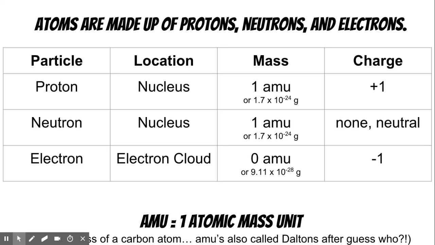And AMU is a special term when it comes to atoms, and it stands for atomic mass unit. The masses of these subatomic particles are so small that they came up with this unit instead, so that you weren't using such small numbers in scientific notation when we were referencing their masses.